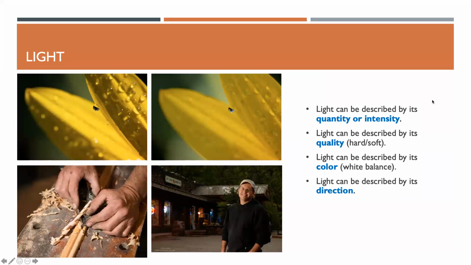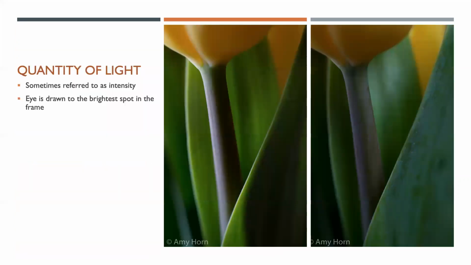Light can be described as quantity, quality, color, and direction. So we're going to explore that just a little bit more here to help prepare you for capturing light better. Quantity of light, pretty simple. It's just a lot of light or less light.